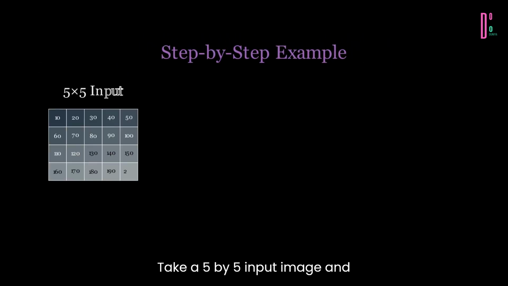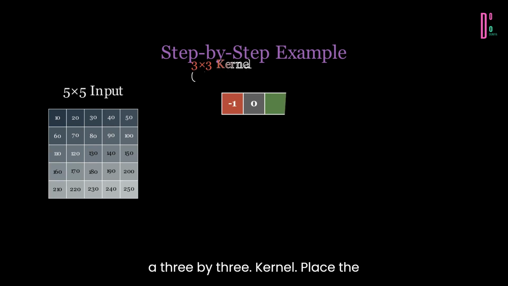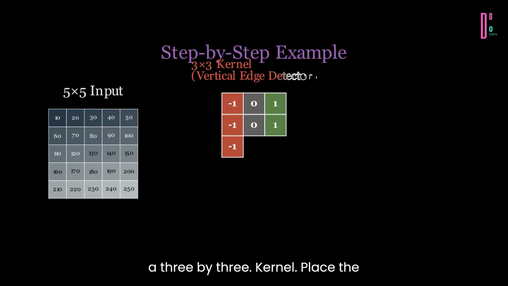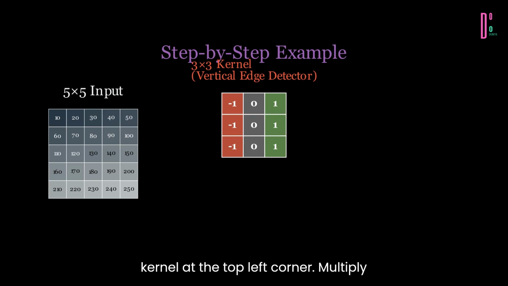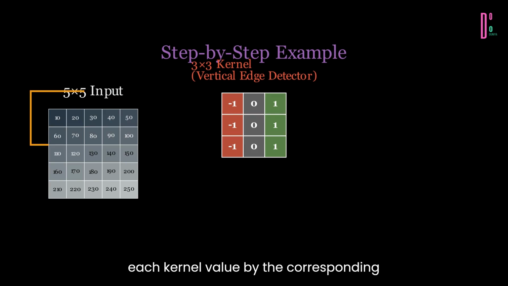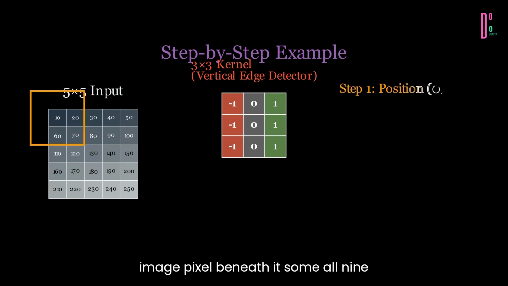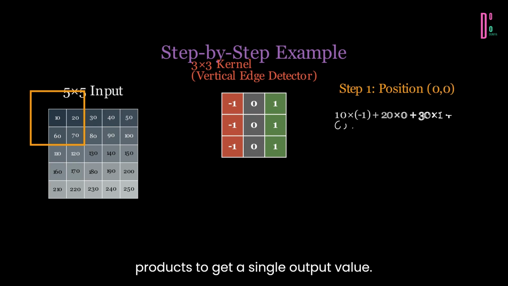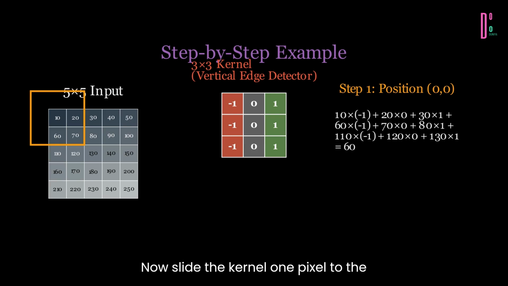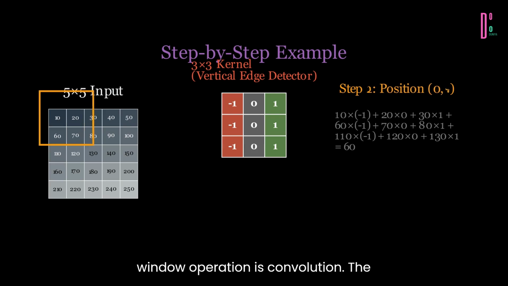Here's a concrete example. Take a 5 by 5 input image and a 3 by 3 kernel. Place the kernel at the top left corner. Multiply each kernel value by the corresponding image pixel beneath it. Sum all 9 products to get a single output value. Now slide the kernel 1 pixel to the right and repeat. Continue until you've covered the entire image. This sliding window operation is convolution.